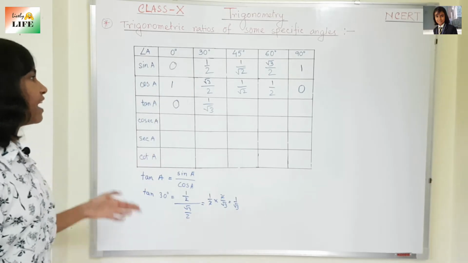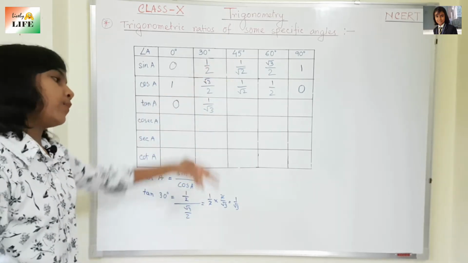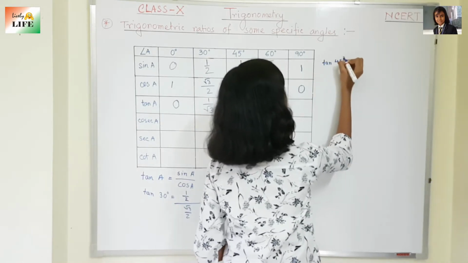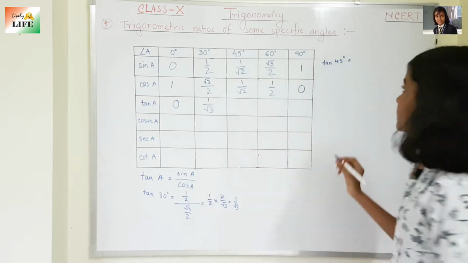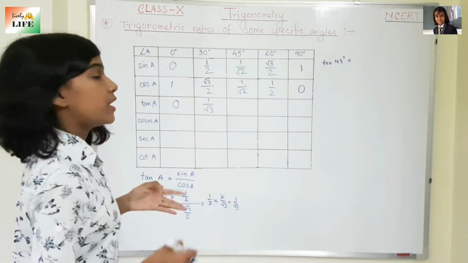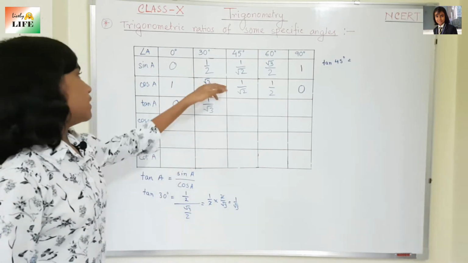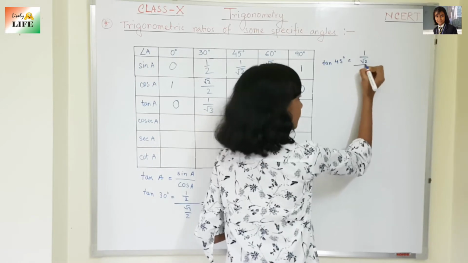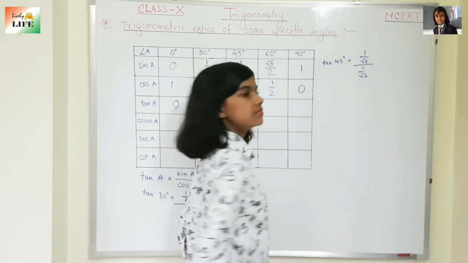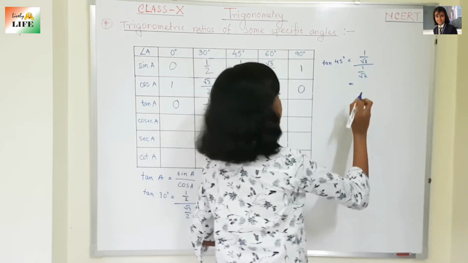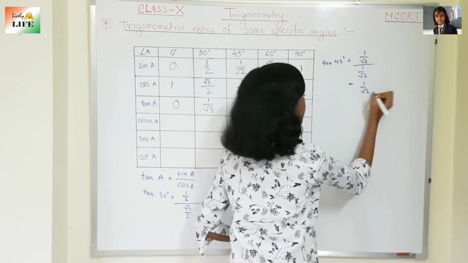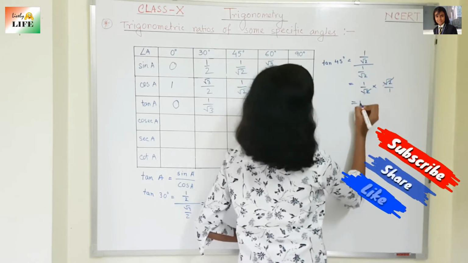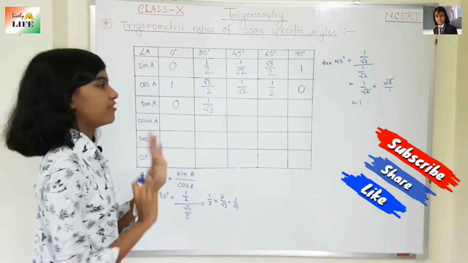Now let's take out tan 45. It will be sin 45 by cos 45, 1 by root 2 by 1 by root 2. Right? Now we can write this as 1 by root 2 into root 2 by 1, which will be cut. What is the answer? It is 1. So tan 45 is 1.